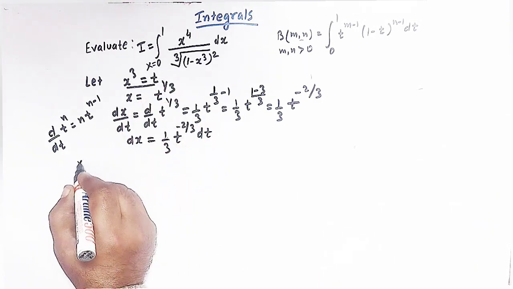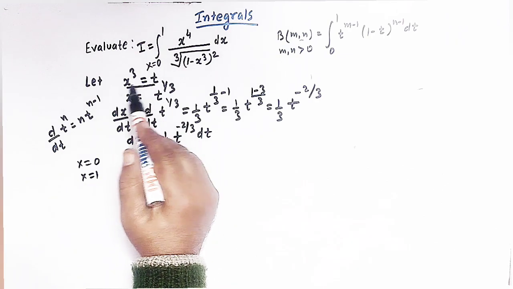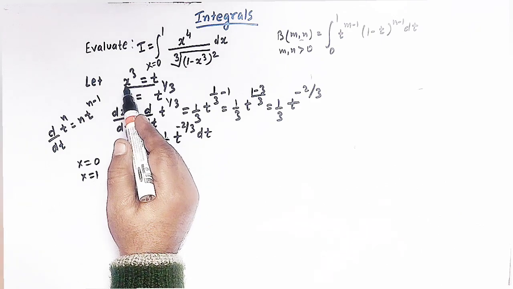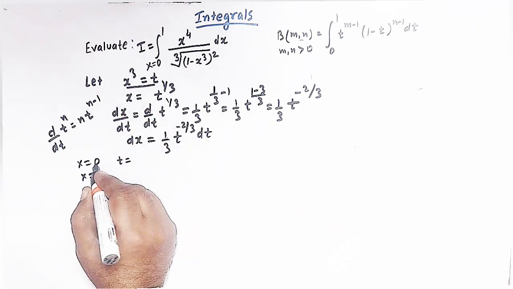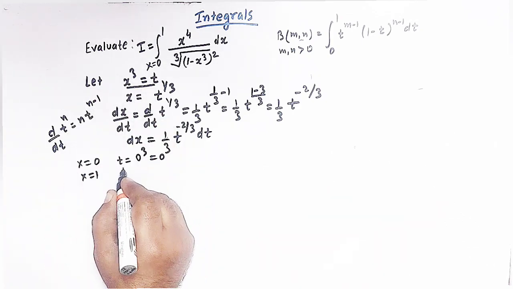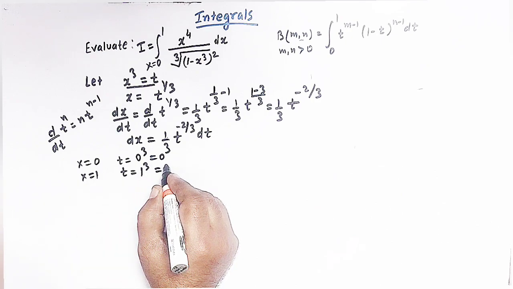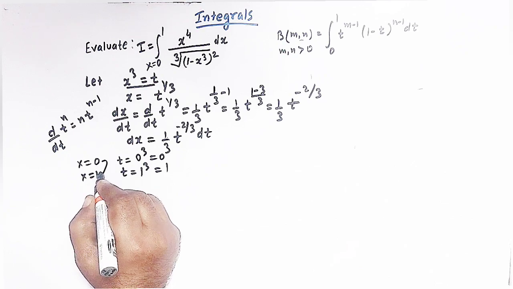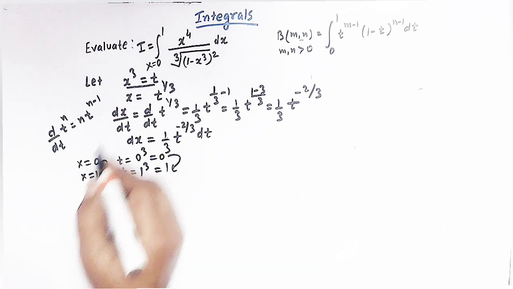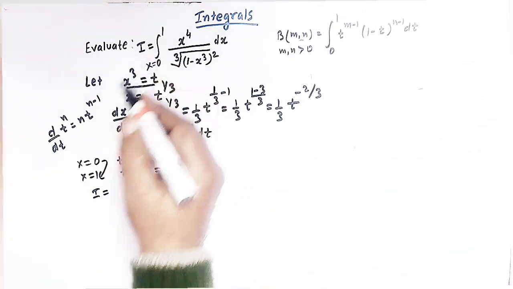So now let us change the limits accordingly. So here the lower limit is x is equal to 0, and the upper limit is x is equal to 1. So when x is equal to 0, then the value of t can be obtained from this expression. So we have x is equal to 0, so 0 cubed is 0, and when x is equal to 1, then the value of t is equal to 1 cubed, that is equal to 1. So when x goes from 0 to 1, then t also changes from 0 to 1.